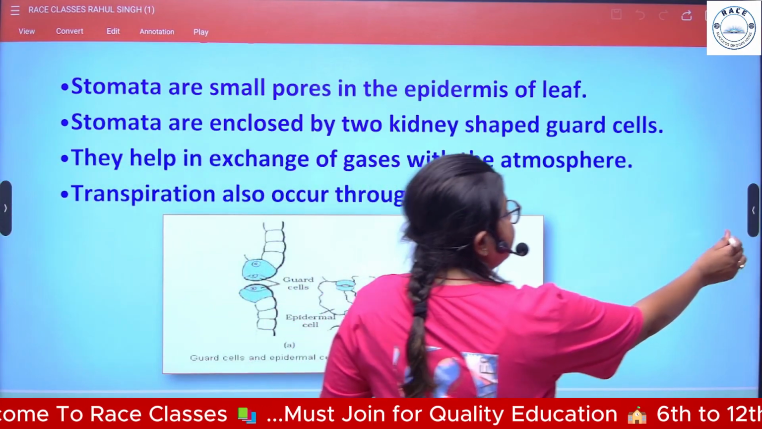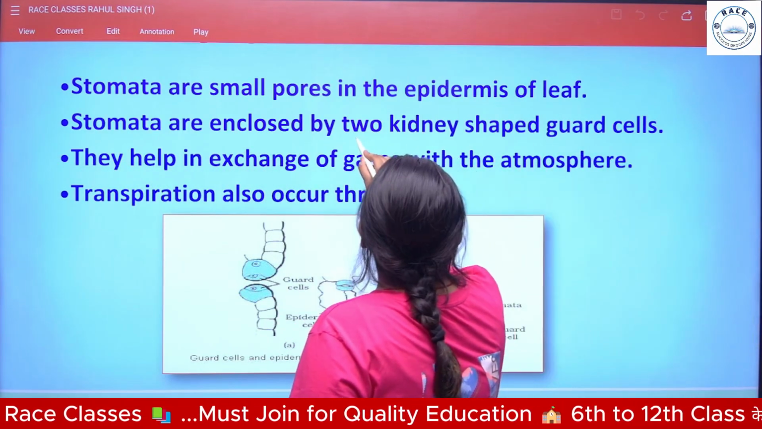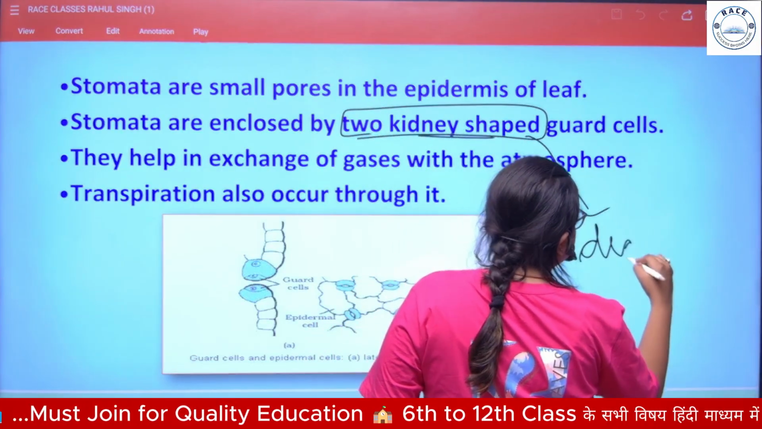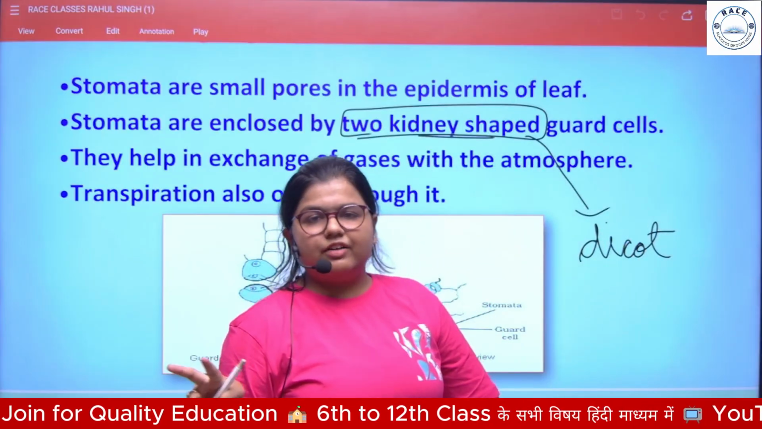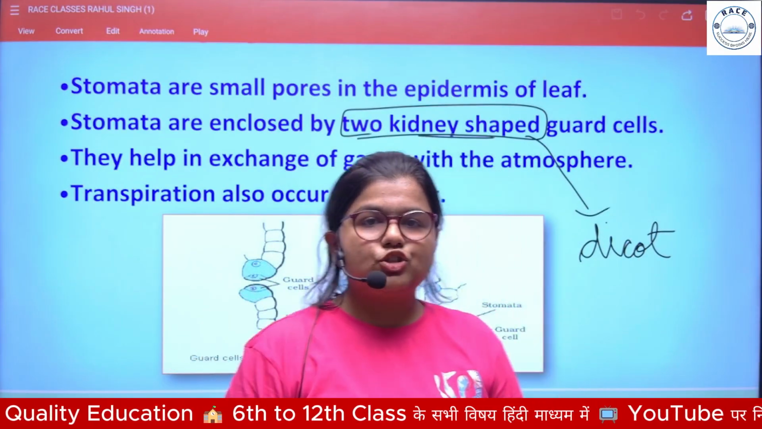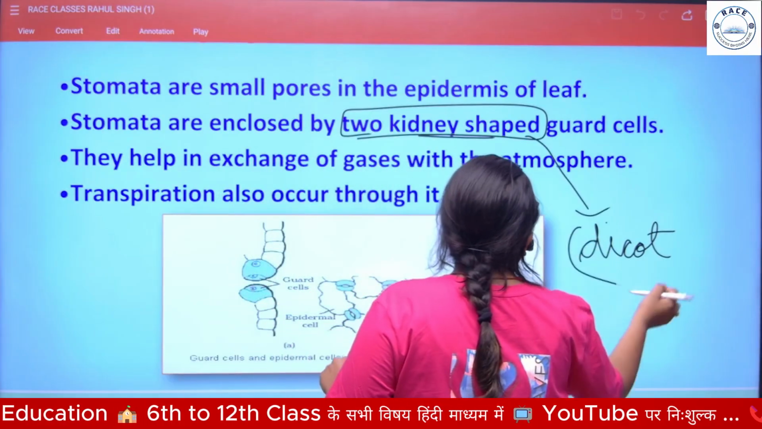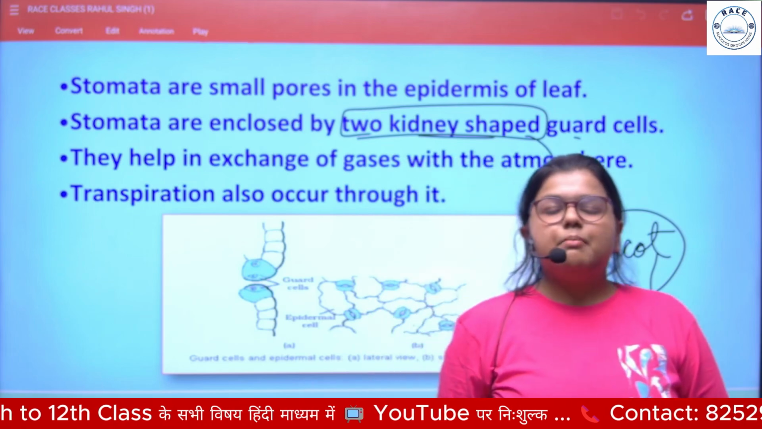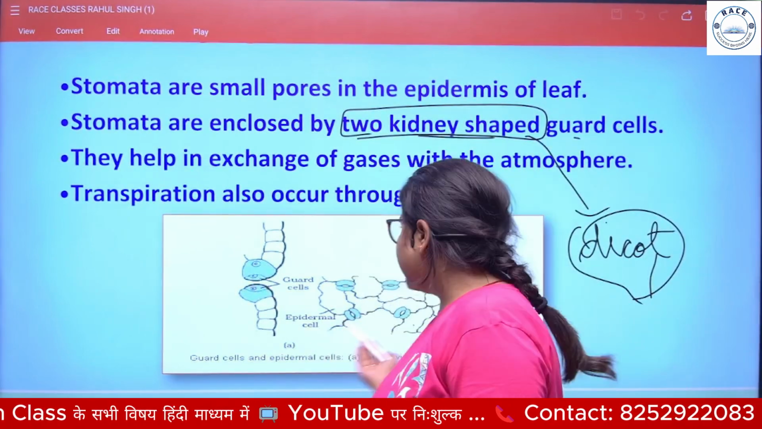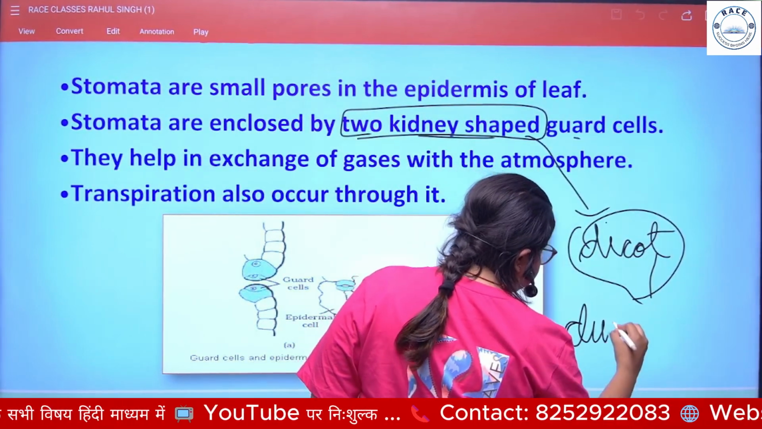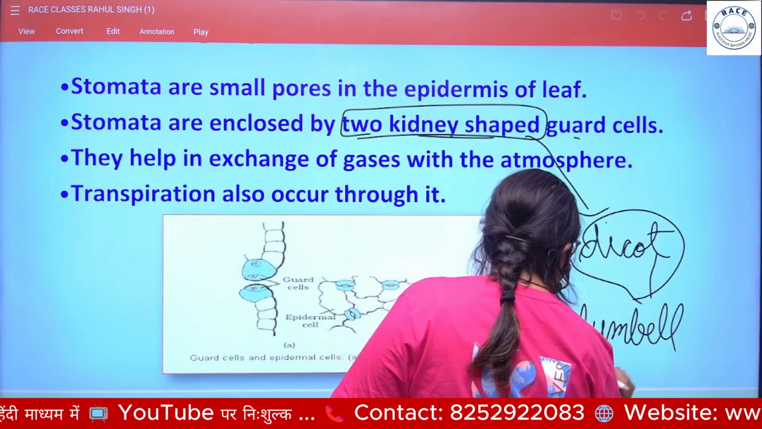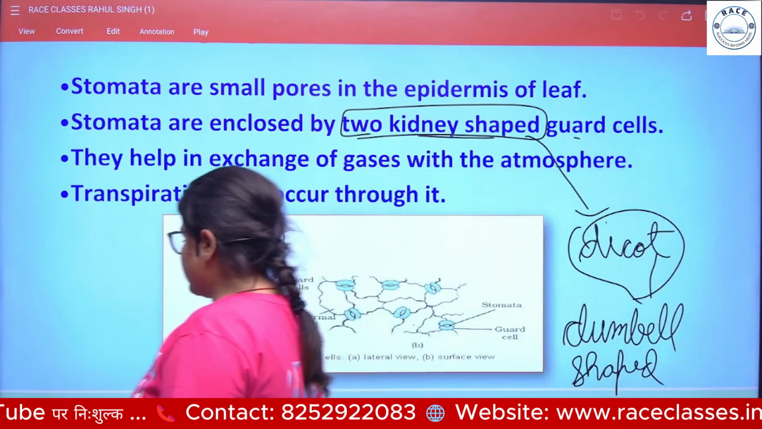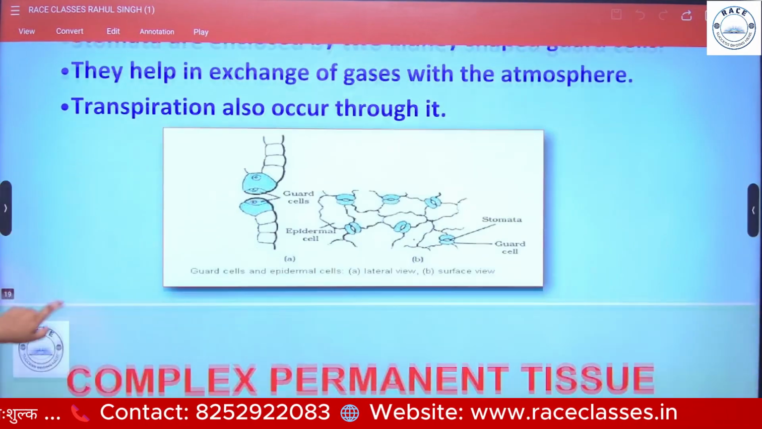Now, one fact I would like to tell you is that two kidney-shaped guard cells are present only in dicot plants. You know now that there are two types of plants in angiosperms, monocot and dicot. When we talk about dicot plants, the guard cells are kidney-shaped. But in monocot plants, the guard cells are dumbbell-shaped. This is just to clear any confusion that arises.